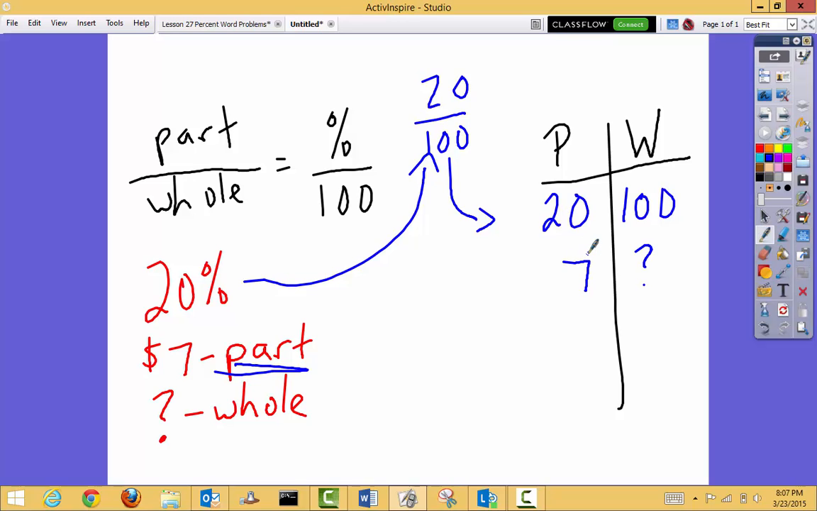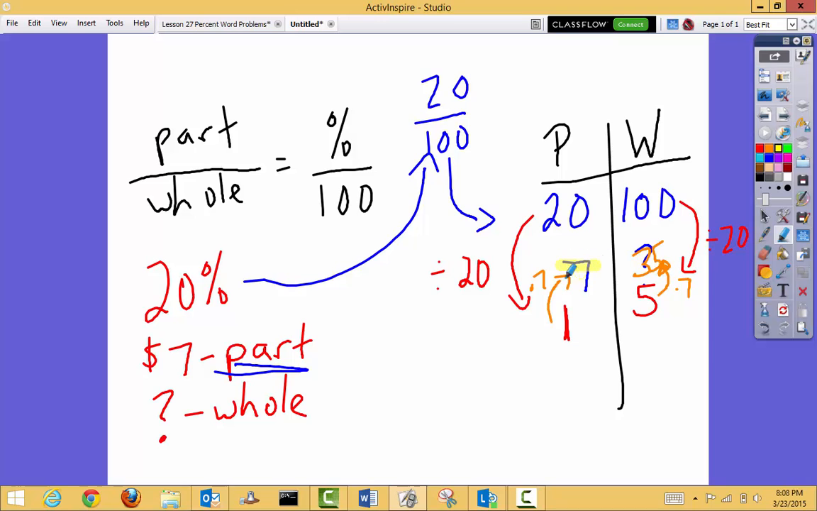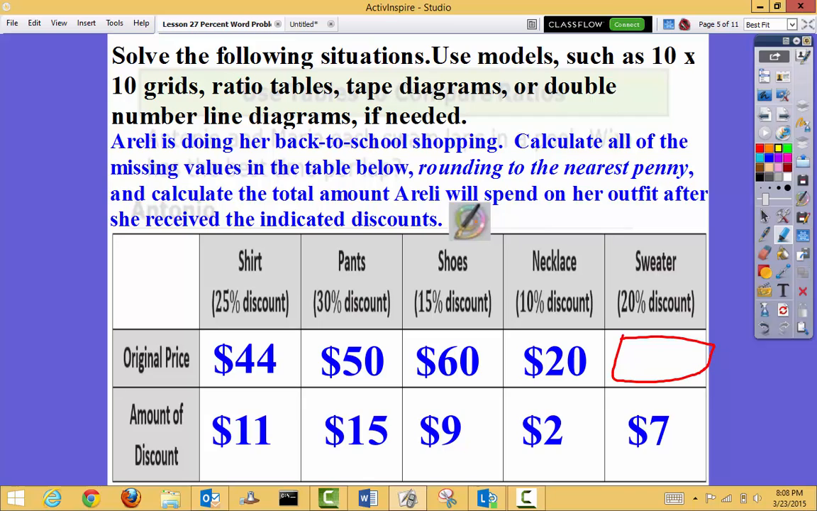Now, is there a way to go from 20 to 7? No, there's nothing I can divide by. So what I need to do is simplify my ratio and see if I can reach it another way. So what can I divide 20 and 100 by? Well, I can divide each of them by 20. I can divide each of them by 5. There's many numbers I can simplify it by. So I'm just going to use the greatest common factor, which is 20. So I'm left with 1. 100 divided by 20 is 5. Now, is there an easy way for me to get from 1 to 7? Yeah, multiply by 7. So what do I have to do to this side? Whatever I do to the left, I must do to the right. 5 times 7 is what? 35. So what is my whole when my part is 7? My whole is 35. So let's check. And look at that.